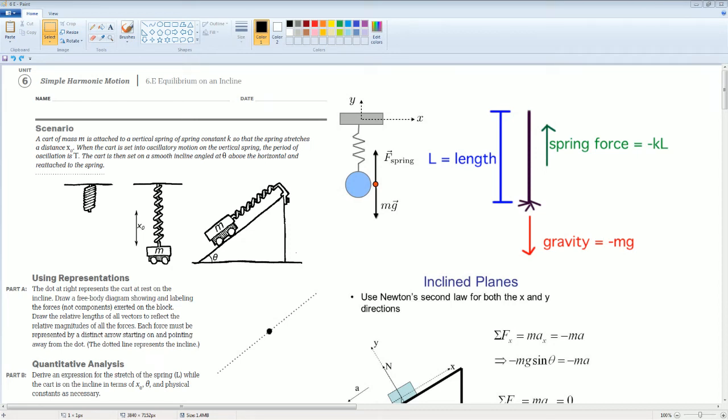All right, welcome. This is the AP Physics workbook solution. Here we have Unit 6, Simple Harmonic Motion. The section is 6.E, Equilibrium on an Incline.